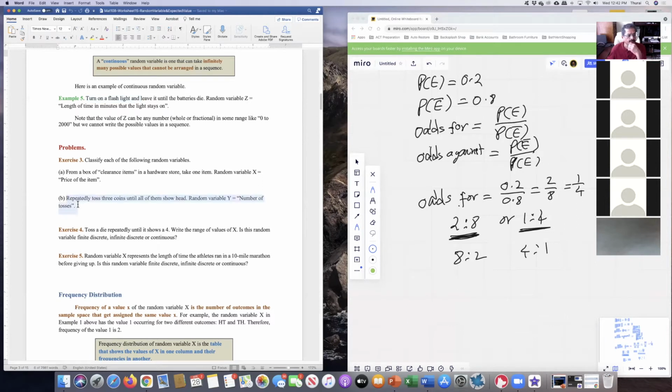Okay, repeatedly toss 3 coins until all of them show head. So until all of them show head, I'm going to have to repeatedly toss them. Random variable Y represents number of tosses. Okay, what's the classification? Is this one infinite discrete? Infinite discrete is right, because the number of tosses is going to be a whole number. 1, 2, 3, 4, infinitely many, but they're whole numbers, so we can arrange them. So therefore, it is infinite discrete.